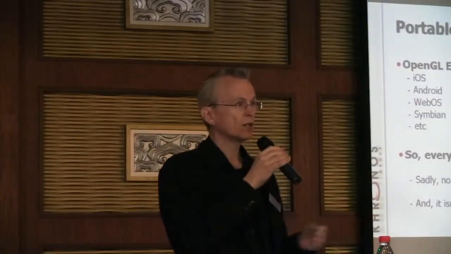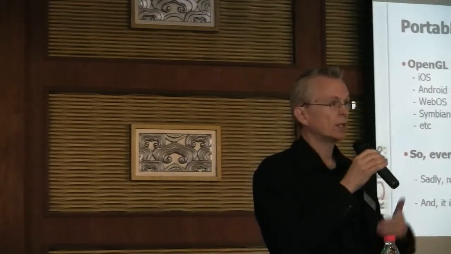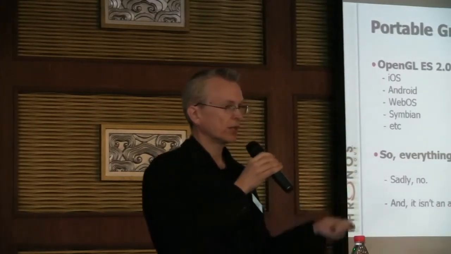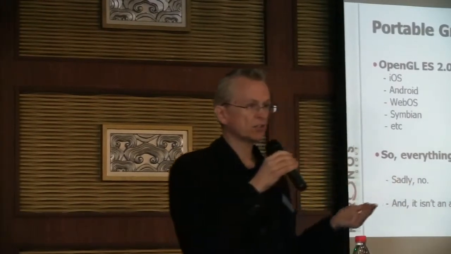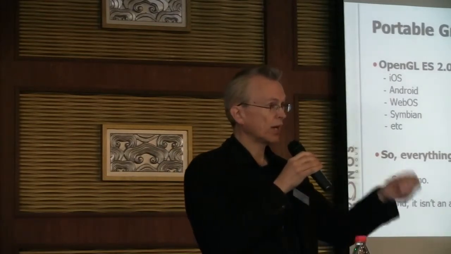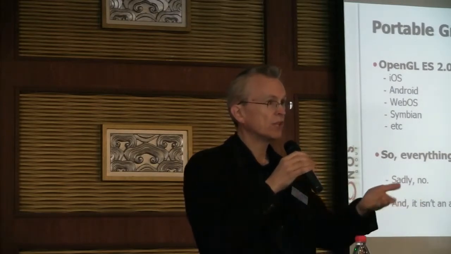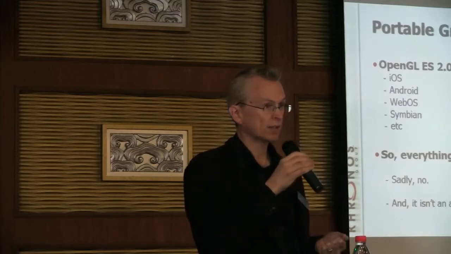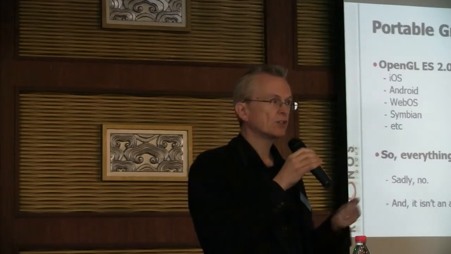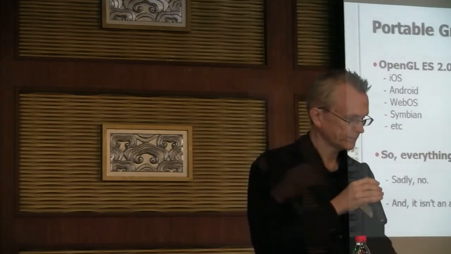So first, why is portability a problem? Why is this not a solved problem? We have OpenGL ES 2 on all the platforms. That is, it's on iOS, Android, WebOS, Symbian, Linux. So if you write your code to run using OpenGL ES, you would think it's portable everywhere, but in fact, there are problems and it's not completely portable. And this is not an accident. There is a reason for this. So we'll see what that is.